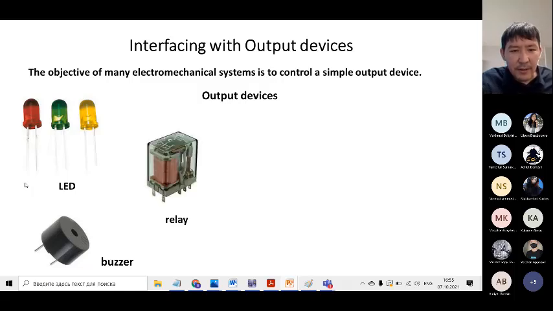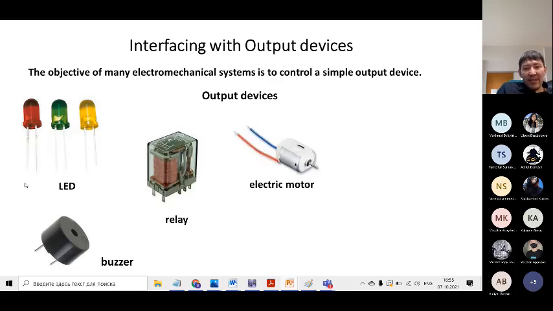How can I? Next, relay. So relay is also a very important element, because through a relay you can connect your circuit to circuits that consume a lot of current. For example, through a relay you can control some motors or some solenoids. So for this reason you need to know how to connect your circuit to the relay and from the relay to some output devices.